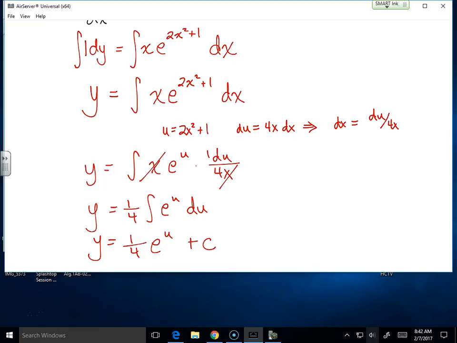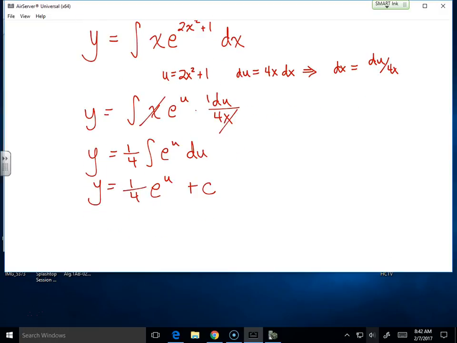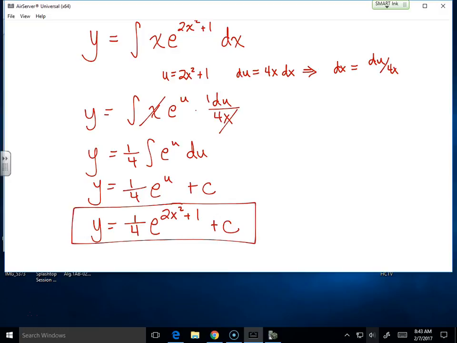Wait. Why am I not plugging in numbers? Because it's an indefinite integral. So my goal is not to plug in numbers. My goal is to get it back in terms of x. What was the original expression? 2x squared plus 1, plus c.